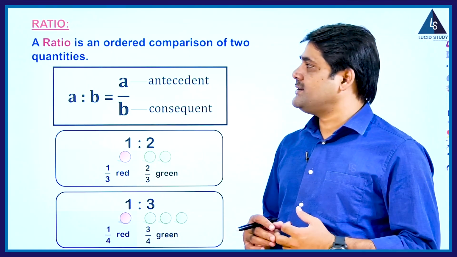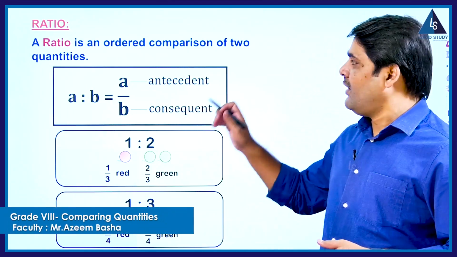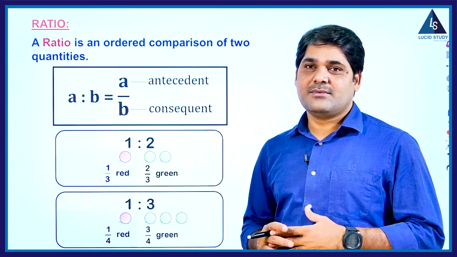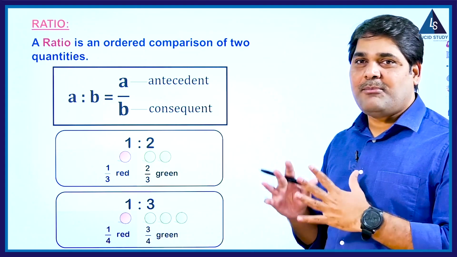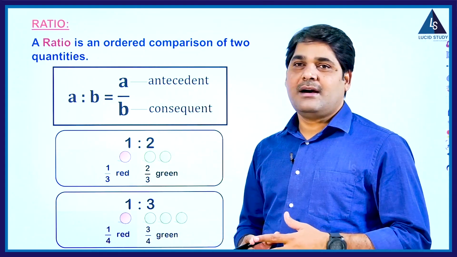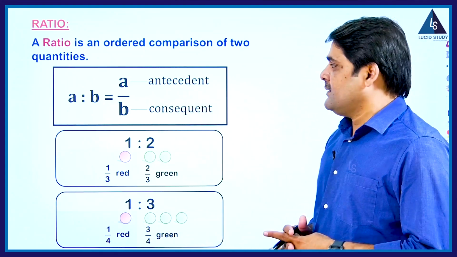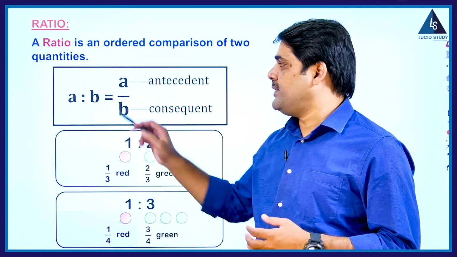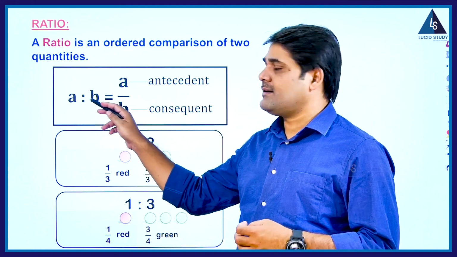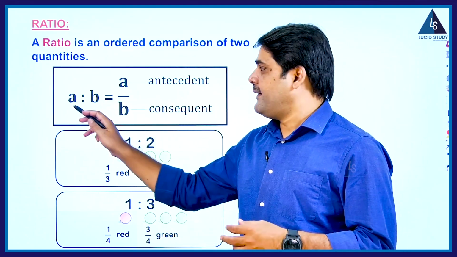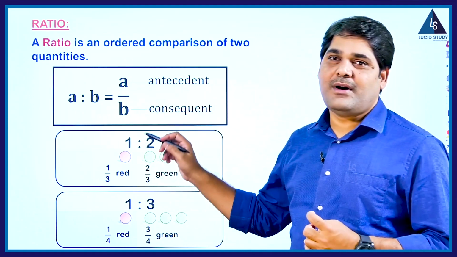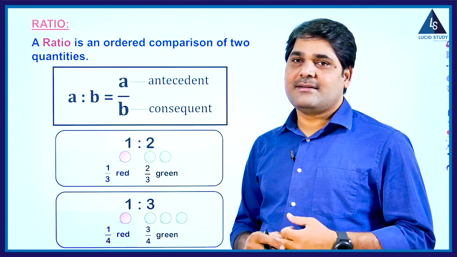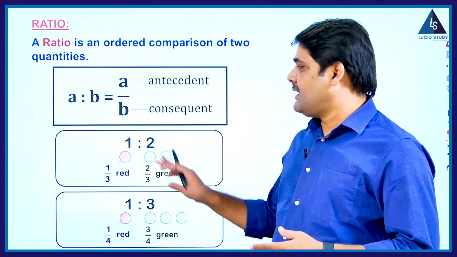Ratio. What do you mean by ratio? Ratio is nothing but an ordered comparison of two same quantities, not different quantities. So we say a comparison of two same quantities in a ratio form. Suppose A is one quantity and B is another quantity. We can represent the proportion as A is to B, which is equal to the fractional form A by B. Here A is known as the antecedent and B is known as the consequent.